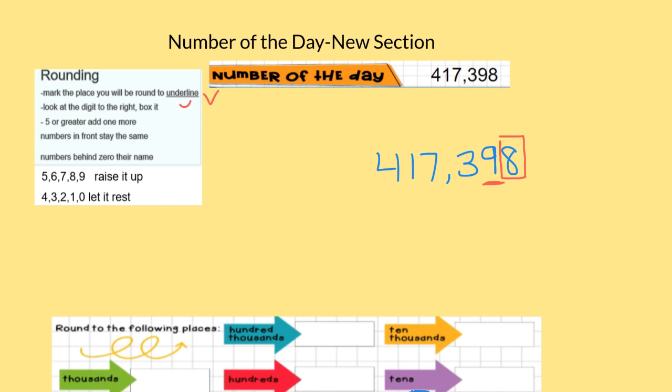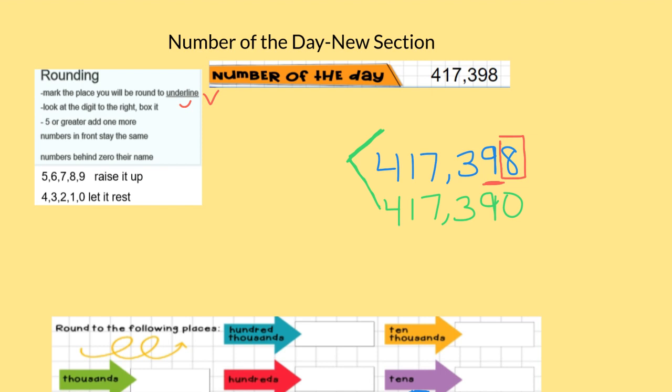Next, I am going to write what the 10 would be if we were to raise it up, or the 10 if we keep it the same, 9 tens there, above and underneath my number. Okay? So I'm going to keep my 417,000, my 390. That would be if we keep it the same, or if we let it rest. And then adding 10 to that will give me this next number.